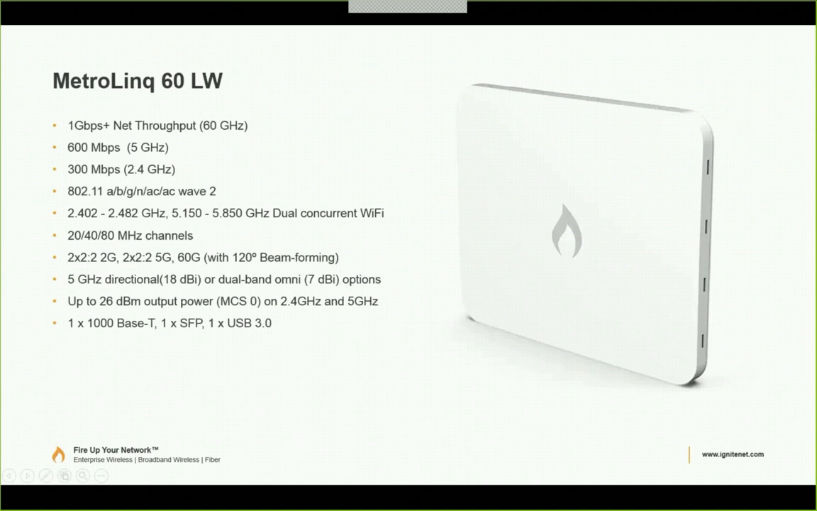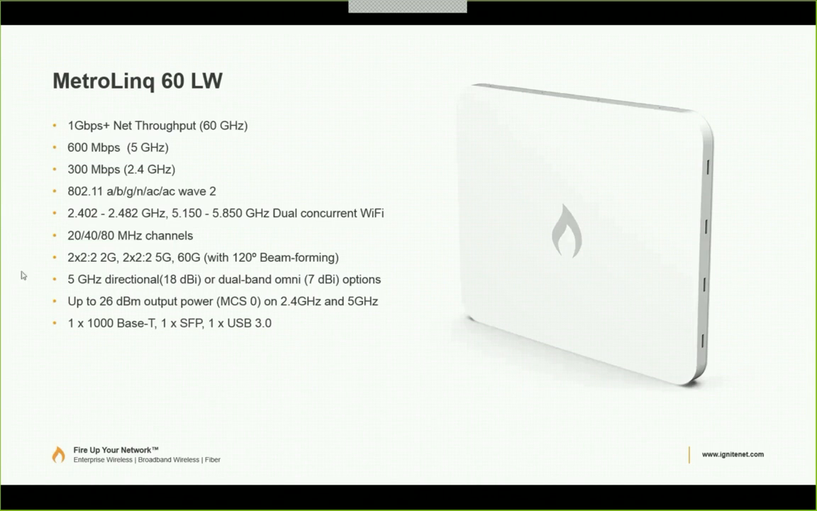Now the MetroLinq Lightweight is our lower cost option, about half the cost of, say, the MetroLinq 2.5 beamforming sector, roughly in that area. It does 1 gigabit per second aggregate throughput: 600 megabits per second on 5 gig and 300 megabits per second on 2.4. The cool thing about this radio is not only is it inexpensive and lightweight, but it also has a 2.4 gig radio for supporting Wi-Fi access or additional infrastructure connections.